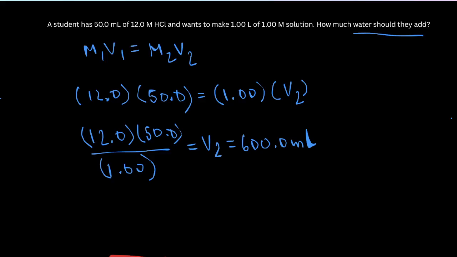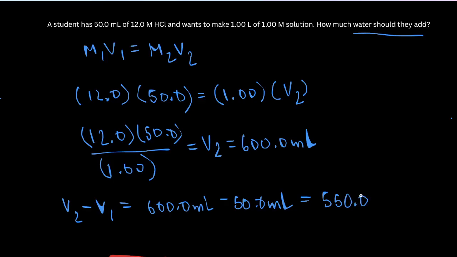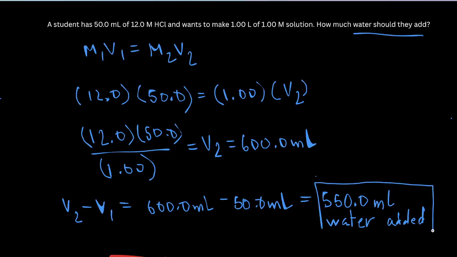How much water is that? Well, we can find that by simply taking our V2 and subtracting from it our V1, or taking the 600 milliliters that we're ending up with and subtracting from it what we started off with, which is going to tell us how much water we had to add. And in this case, that is going to be 550 milliliters of water added. 550 milliliters of water added. And this here is actually what our final answer is going to be.